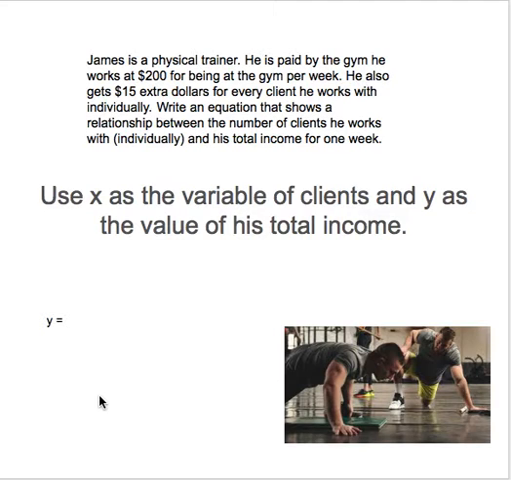By being at the gym, he gets 200 bucks, right? And maybe they have him sweep floors, maybe clean equipment, maybe make sure people are being safe. But when he gets to work with an individual client, he gets more money for personal attention. It's $15. So what would be an equation that would work on this?